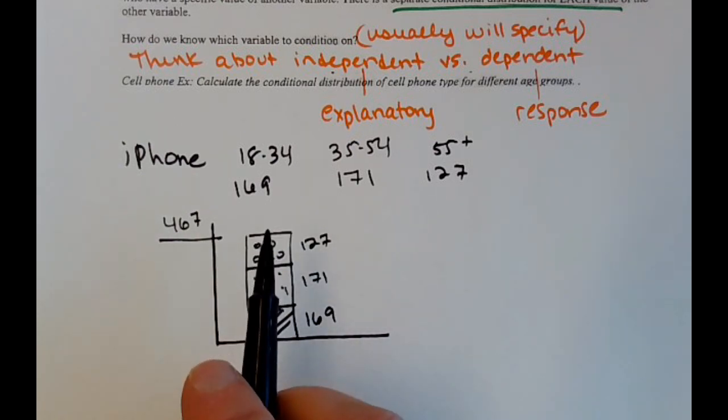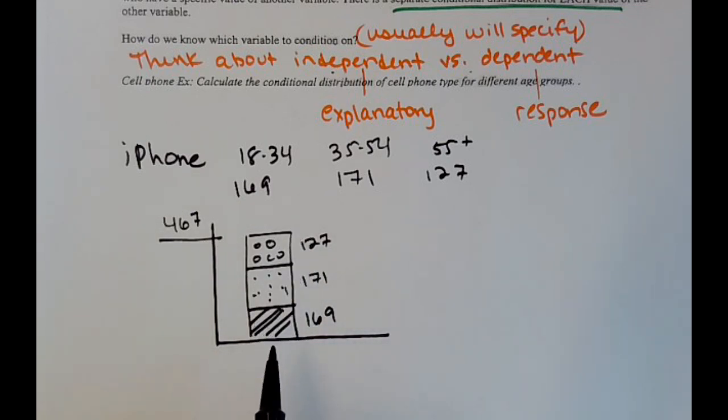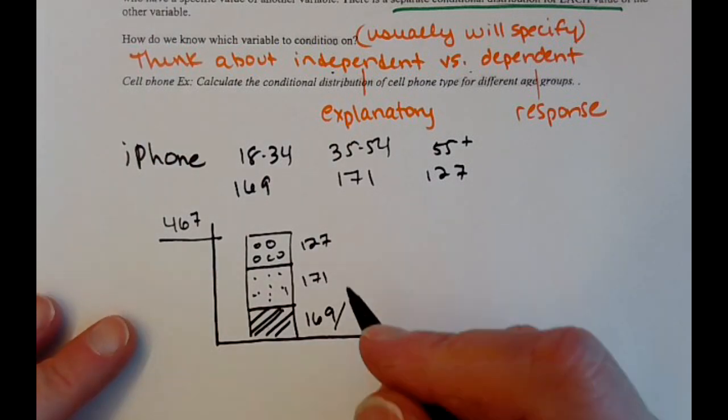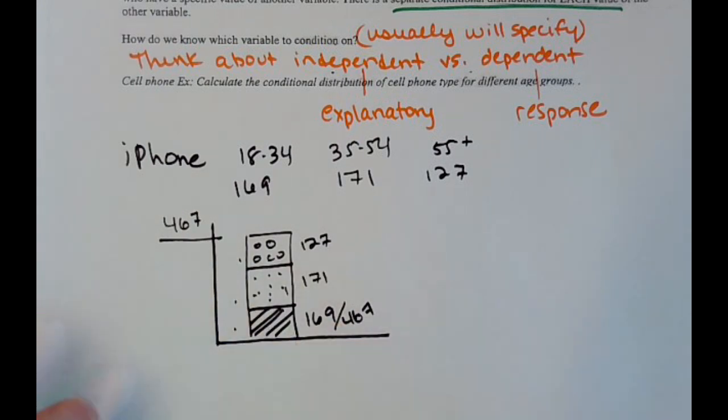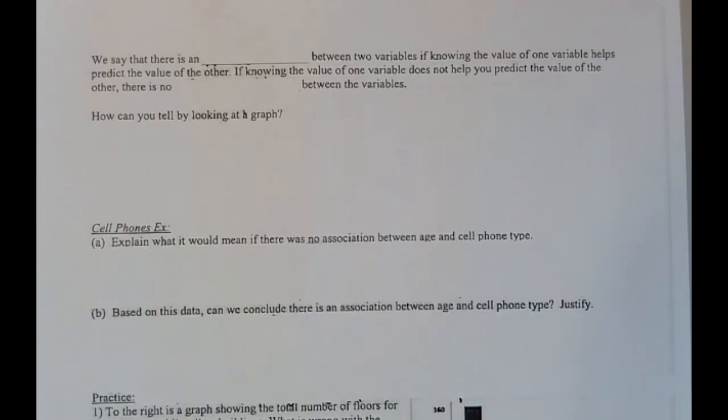But if we have relative frequency, we're going to do our percentages. We're going to figure out what our percentages are going to be. So we're going to take 169 out of 467. And that's going to give me my percentages for each little segmented bar graph. Okay, that's what a segmented bar graph is.